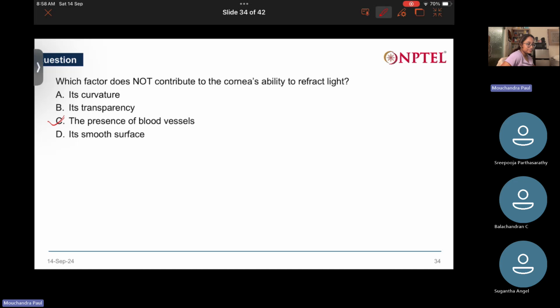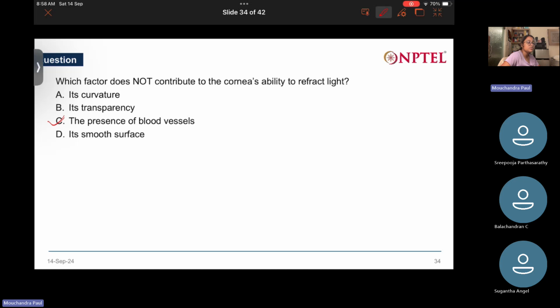The corneal tissue is basically avascular, at least in the epithelium region, and vascularity comes much later. As you can see, it's at the bottommost layer. So it's the curvature and the transparency and the smoothness of the surface that helps the light to refract, and we are able to see better.